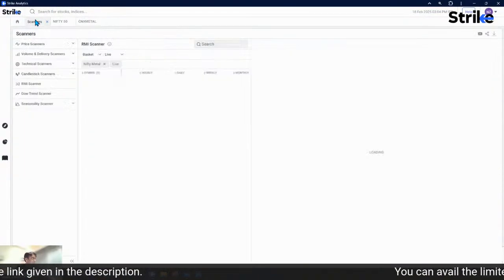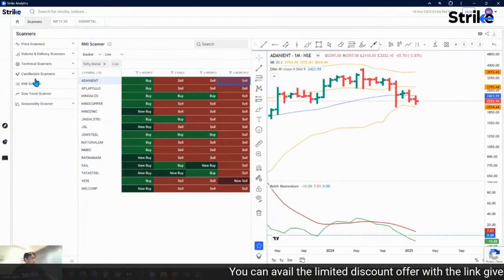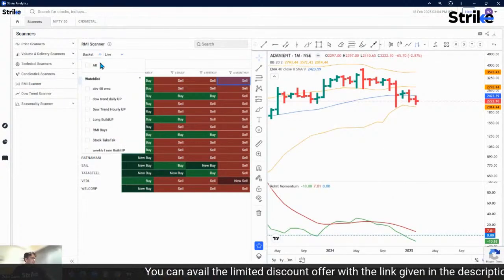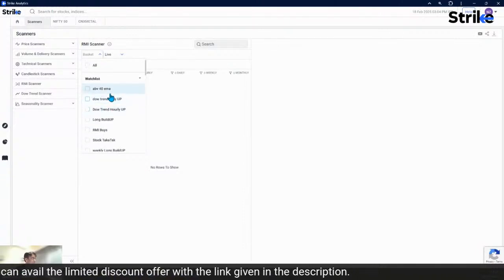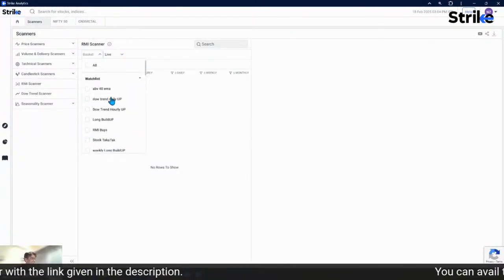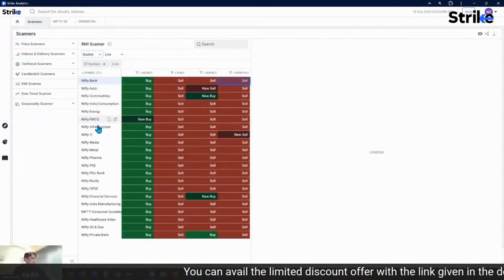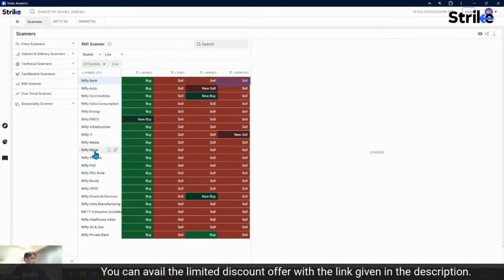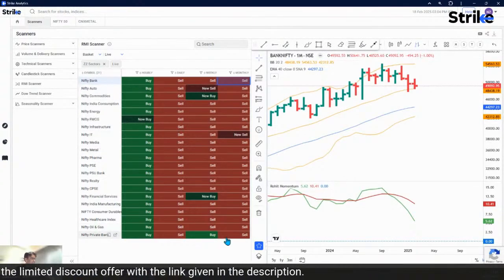Even in the scanner section, if you want to check which sector is doing well, you can go to the RMI section, and instead of selecting Nifty Metal, you select only indices. There is an option called only indices, or you make a watch list of your own sectors, the way I have created. So over here you will see that metal sector, you can compare that with the other sectors also.